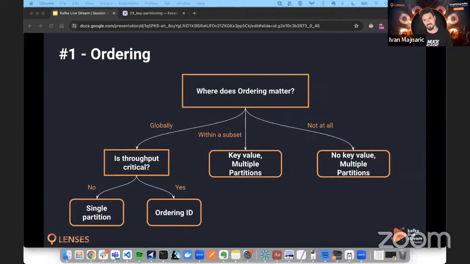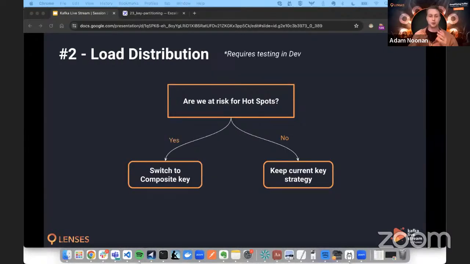Perfect. Thank you. So after you've decided what your requirements are for ordering, your next question should be, how is this load going to be distributed in Kafka? So we've decided vehicle ID is how we need things to be ordered. The next question you should ask: does that put us at risk for hotspotting? Is there potentially a specific taxi that has an insanely large amount of taxi trips compared to the rest of the taxis in our data set?